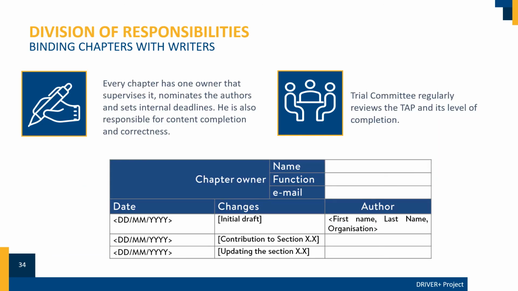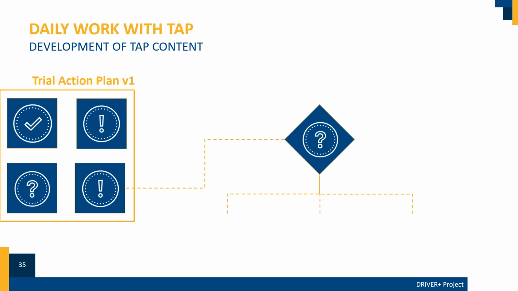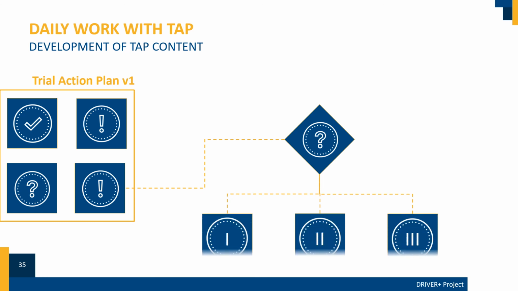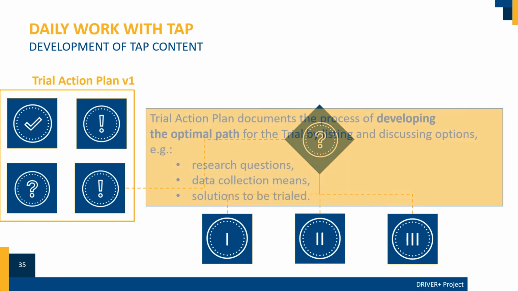In order to facilitate the collaborative planning and monitoring of TAP completion, a table is provided at the start of every chapter. Here you can list who should work on this chapter, how to contact them, and which deadlines are set. The trial action plan can facilitate the process of discussing options and finding the optimal ones, especially when considering evaluation approaches, data collection strategies, or just selecting the innovative gap-bridging solutions.